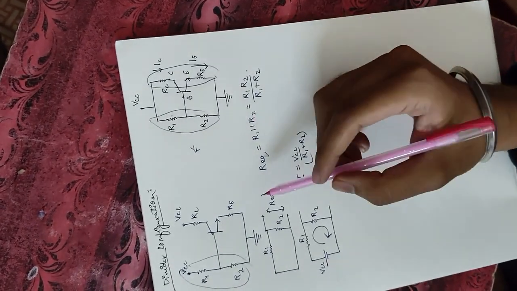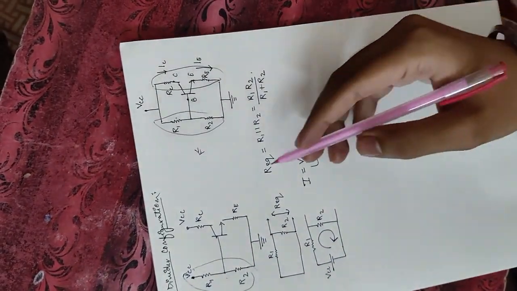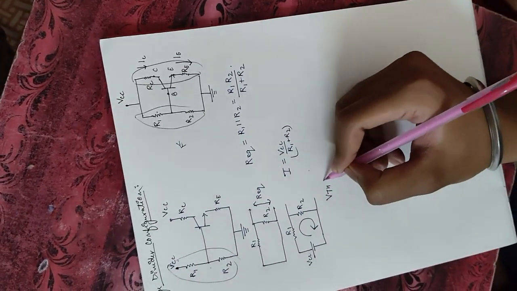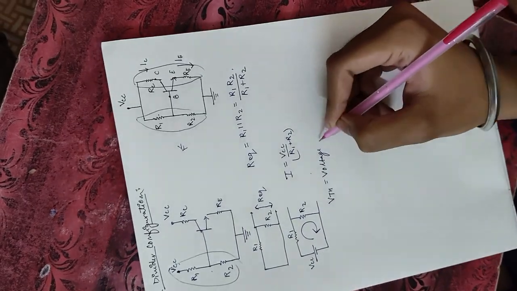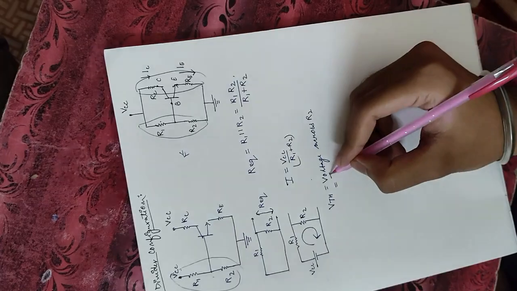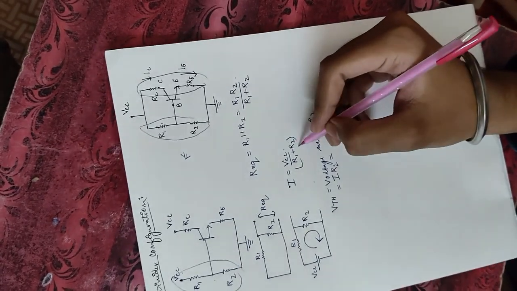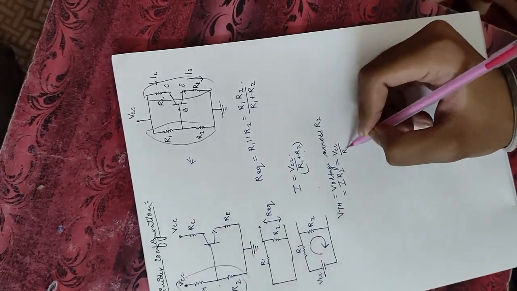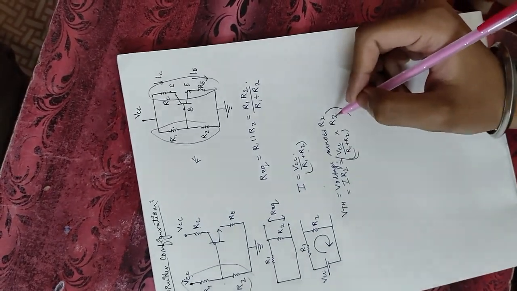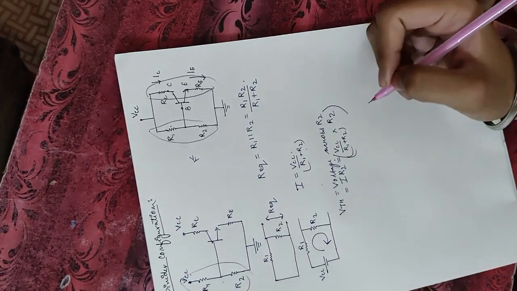VTH is Thevenin's voltage to replace this voltage divider circuit, to replace this voltage divider part. So VTH will be equal to voltage across R2, which is equal to I into R2. I we have as VCC by R1 plus R2 into R2. So this will be our VTH. Now making the final equivalent circuit to find IC and IB.